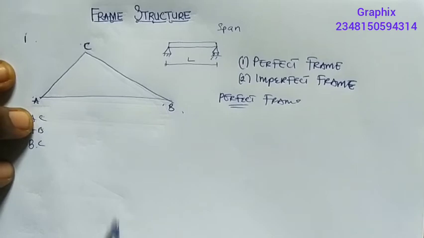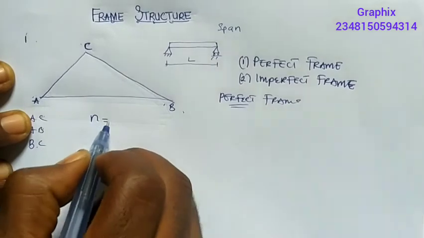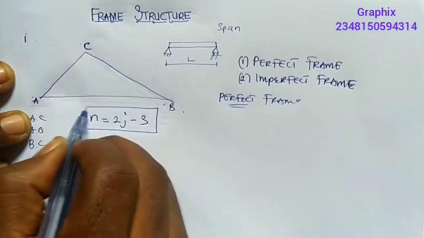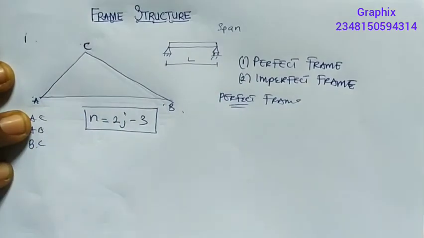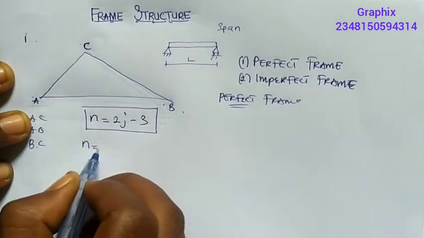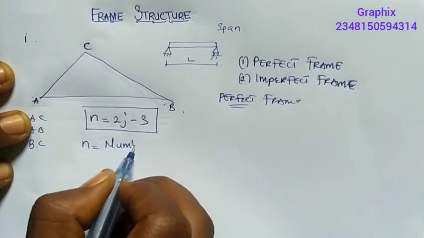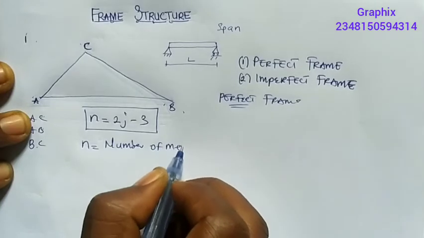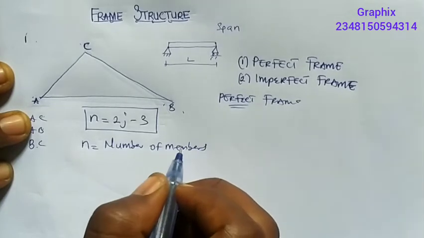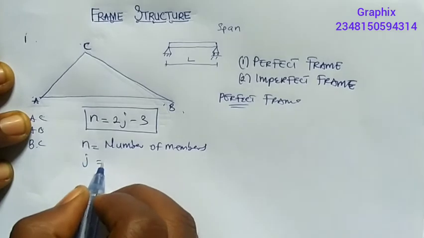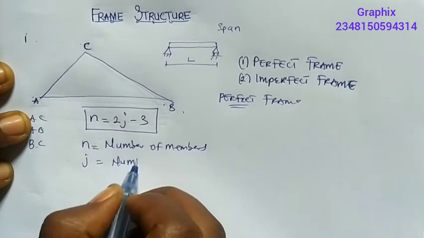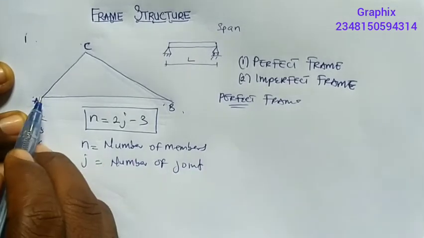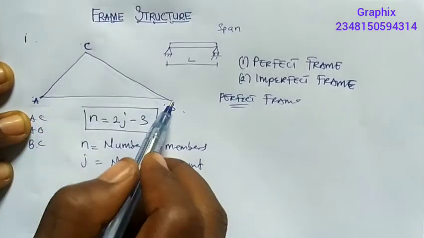And for a frame to be perfect, it must satisfy the equation n equals 2j minus 3, where n is the number of members and j is the number of joints. So how many joints do we have here? This is a joint, this is a joint, and this is a joint, right?